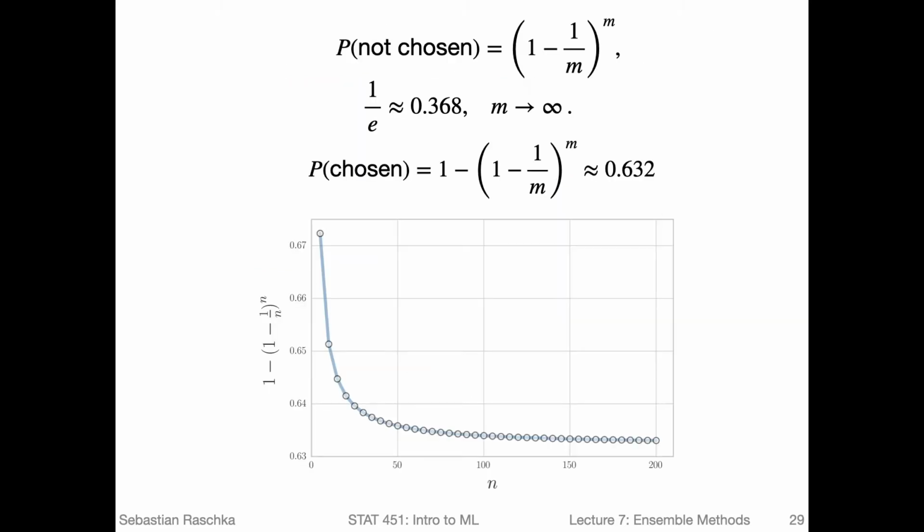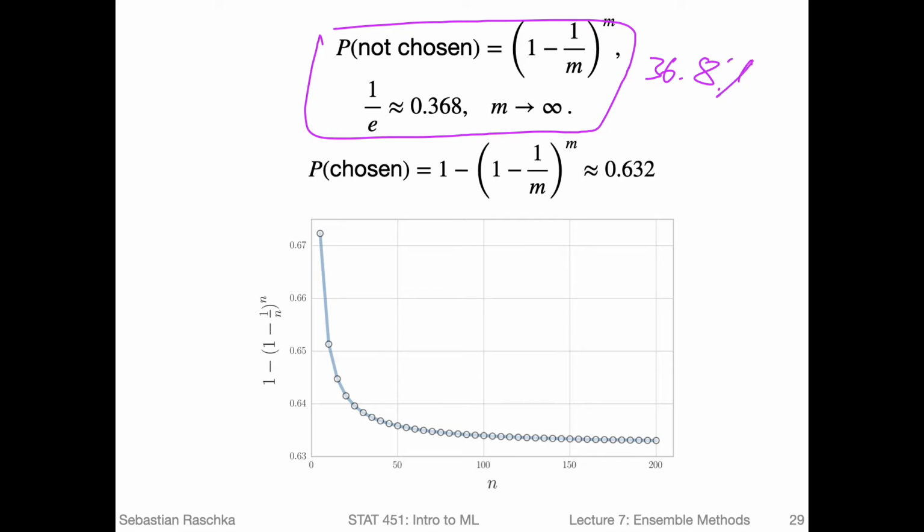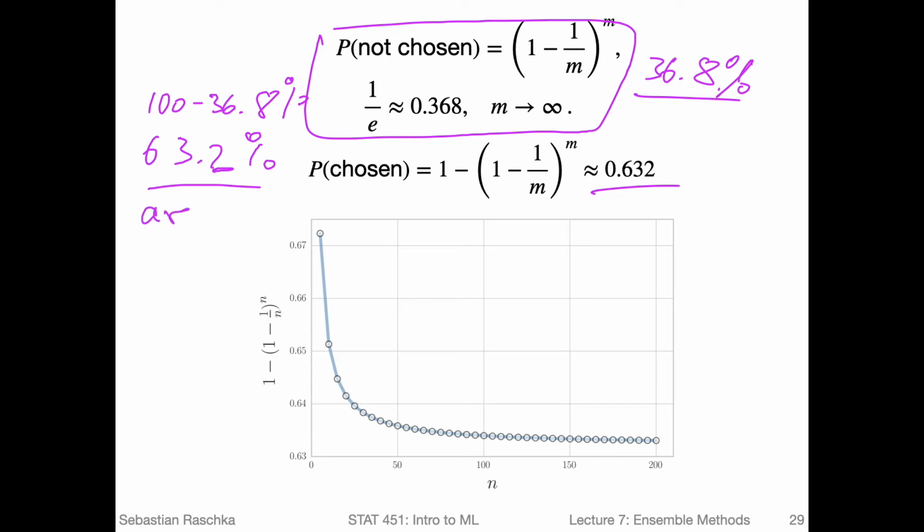So if the probability of not picking a particular example from the training set for a given bootstrap set is 36.8%, then that means that 36.8% of the data points are not in the bootstrap sample, and consequently 100 minus 36.8%, which is 63.2% of the data points, are included in the given bootstrap sample. So 63.2% of the data points are unique in the given bootstrap sample, and the other ones are duplicates.